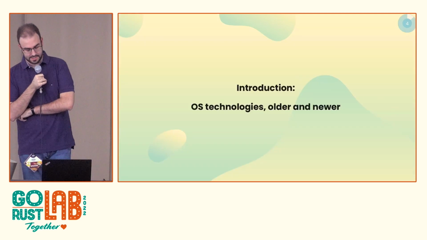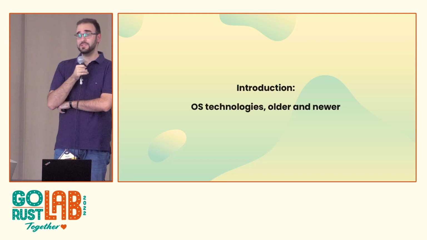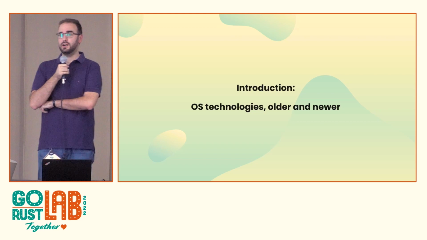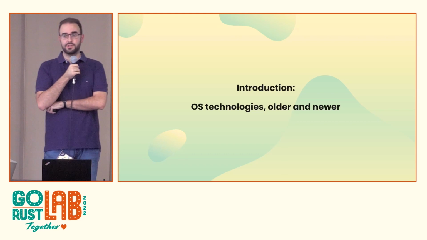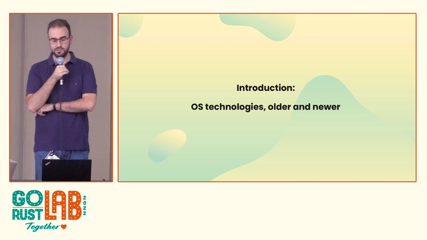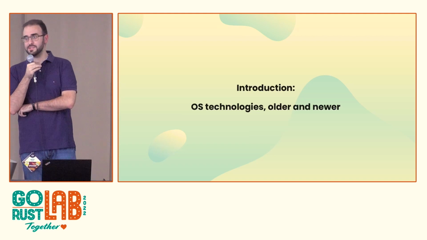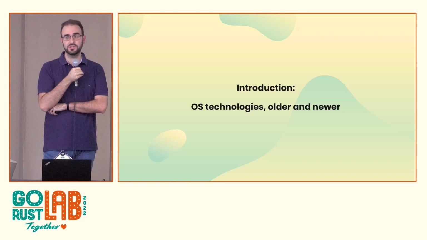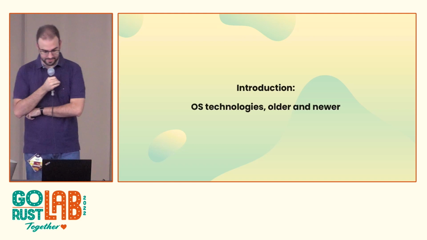So let's focus right now on the introduction. An operating system is made of a lot of components, a lot of technologies. Some of those are older and some of those are newer. In our case, we are only going to focus on a specific operating system that is a Linux-based operating system, and we are going to focus on these new components that are made in Rust, and some of those old technologies that we keep using because we are not going to rewrite the world right now, right here.